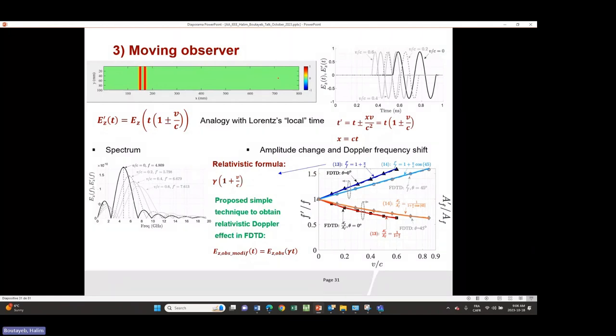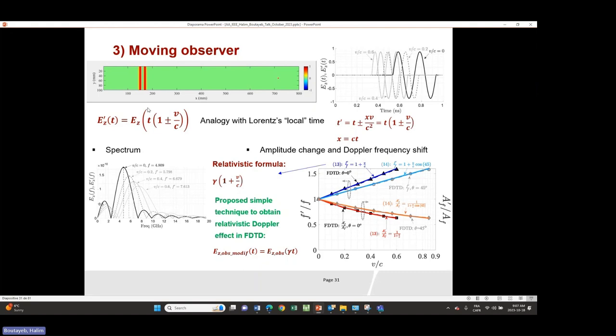Well, the first interesting result with the moving observer: if we call E prime Z the electric field when there is motion, and EZ when there is no motion, we found that E prime Z is equal to EZ of t, multiplied by 1 plus or minus V over C. It's easy to see; you can take some example and it works very fine. So what does this mean? If we have EZ as a function of time, we can get E prime Z as a function of t by using this. And actually, this has an analogy with Lorentz local time.